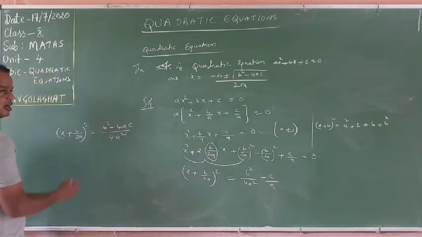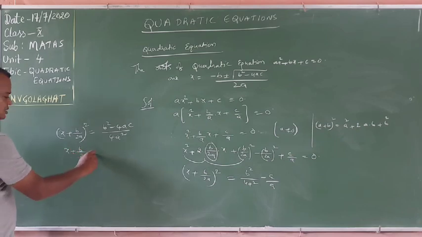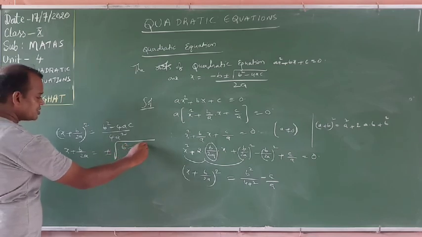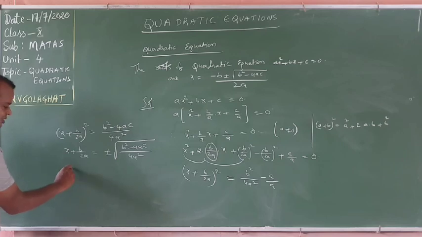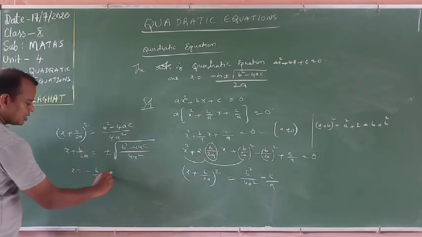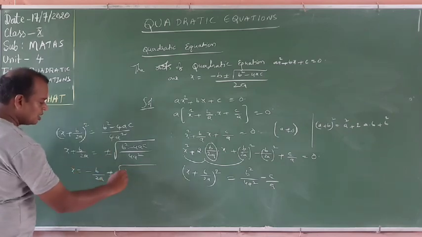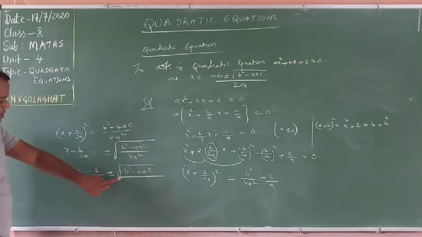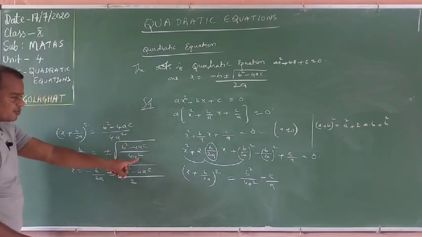Now square goes to that side as plus or minus square root. x plus b by 2a is equal to plus or minus under root of b square minus 4ac by 4a square. Now plus b by 2a goes that side as minus b by 2a. x is equal to minus b by 2a plus or minus root over b square minus 4ac by, in this one observe that, root 4 is 2, and square root of a square is a.